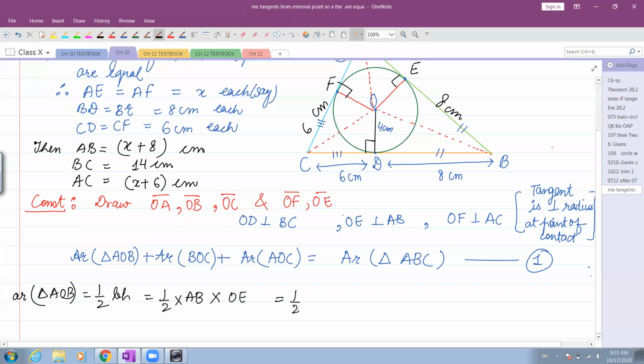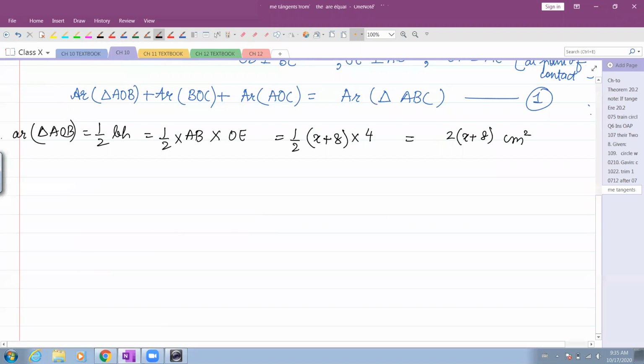So using that, you can just put the values here, x plus 8, and the height is actually the radius of the circle. So radius is 4 centimeters. From here, you can evaluate. This will be 2 into x plus 8 centimeters square. Then you have area of triangle BOC. This will be again half base into height. The base of the triangle will be BC and this will be OD.